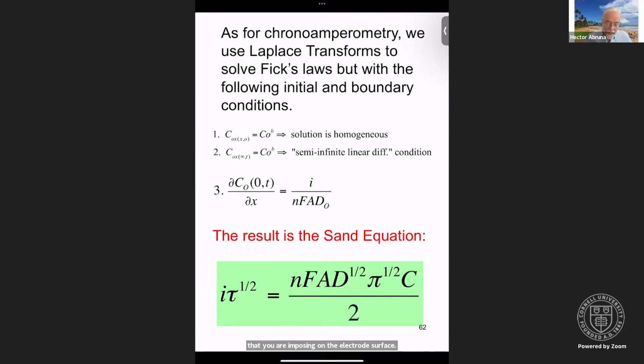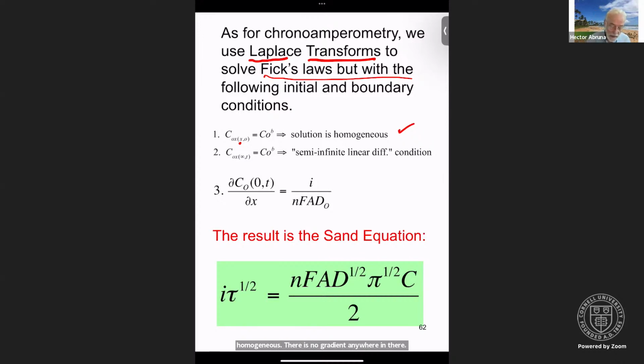As we did in the case of chronoamperometry, we use Laplace transforms to solve for Fick's law, but we now have different initial and boundary conditions. Some of them are the same, one in particular is not. So we start, as we had in chronoamperometry, with the concentration of ox at any distance at time zero being the bulk concentration. Again, we assume that the solution is initially homogeneous. There is no gradient anywhere in there.